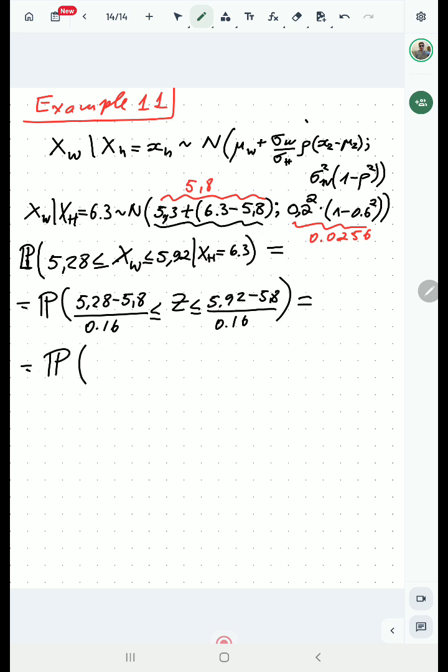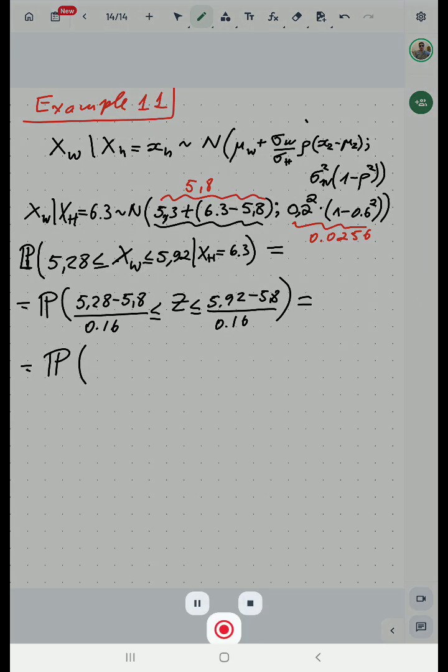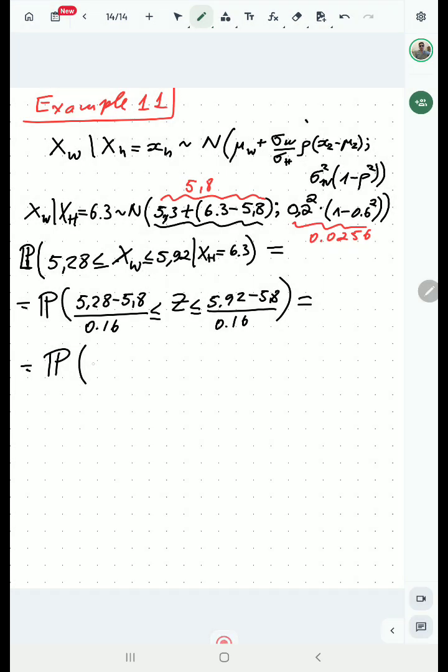So this is going to be equal to minus 3.25 z, and here we're going to get 5.92. In that case you receive 0.75. I hope the arithmetic is correct. So this is how you do that, and the rest is easy, right?